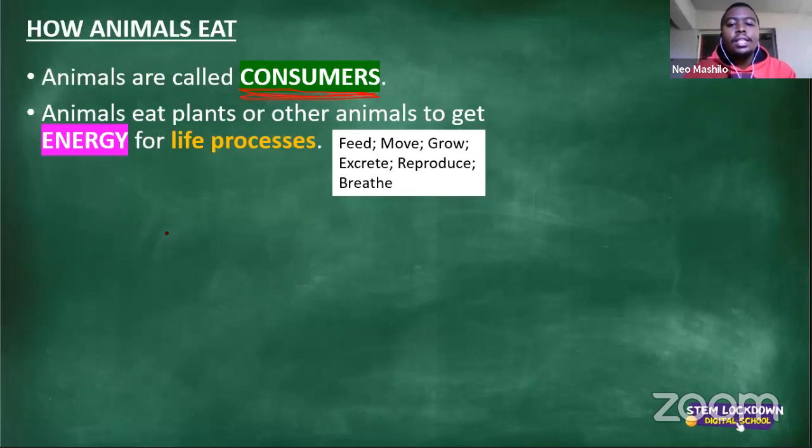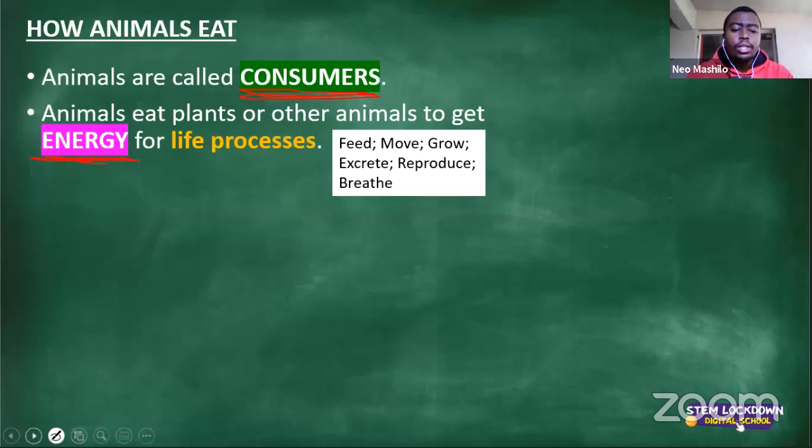Animals eat food for the following reason: they need to get energy. This is the main thing we get when we eat: energy. For us to do these life processes, for us to eat, move, grow, excrete, reproduce, and breathe, we need energy. And energy comes from the food that we eat.